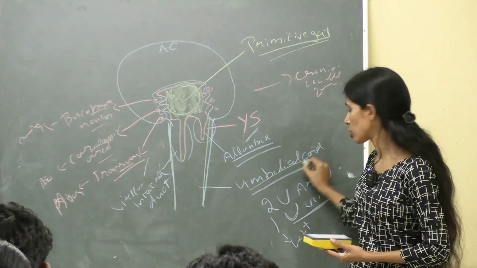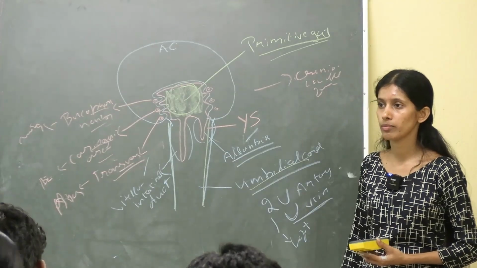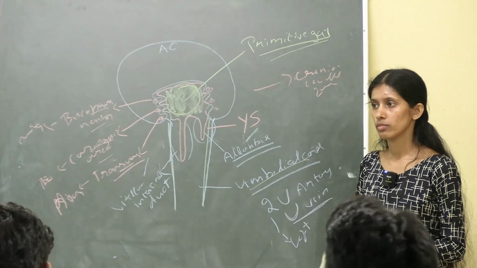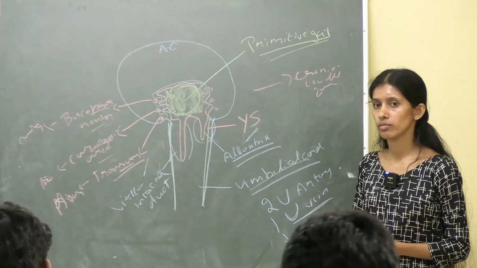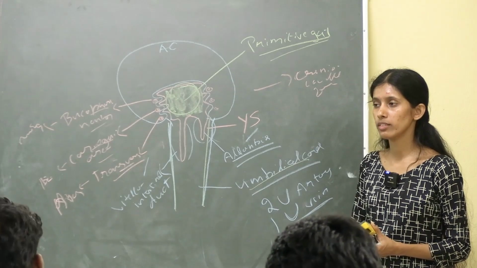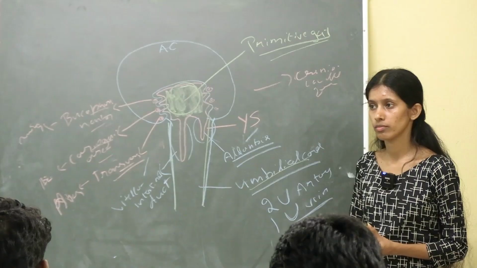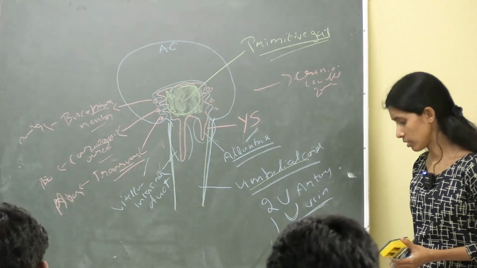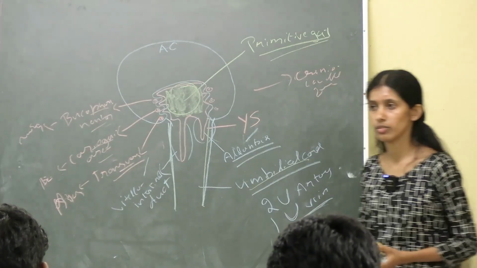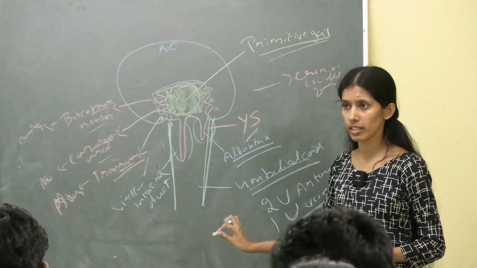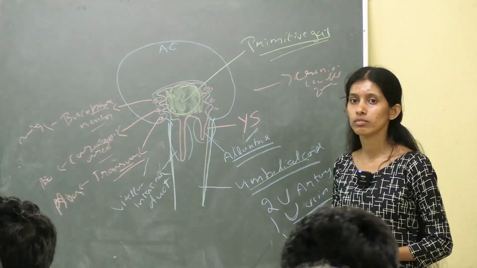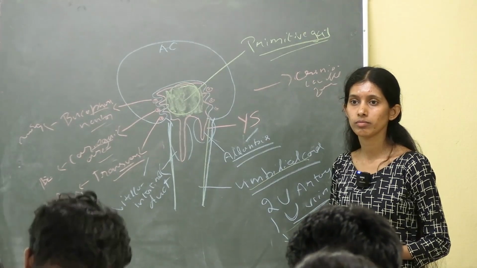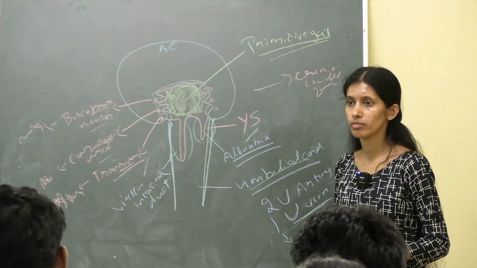What are the contents of the umbilical cord then? We have one umbilical vein, that is the left umbilical vein. Is it clear until here? Any doubts? Any doubts, class? No doubt? Sure?